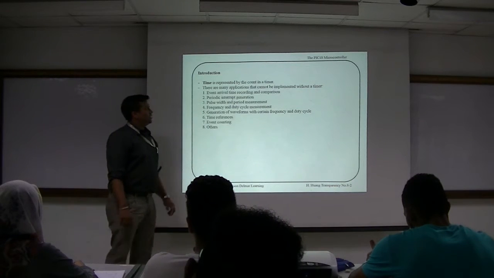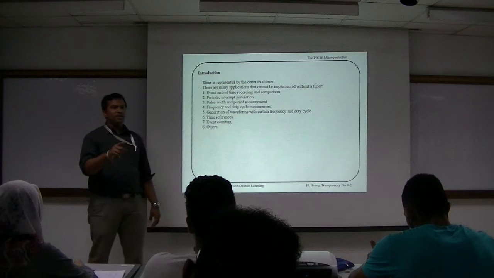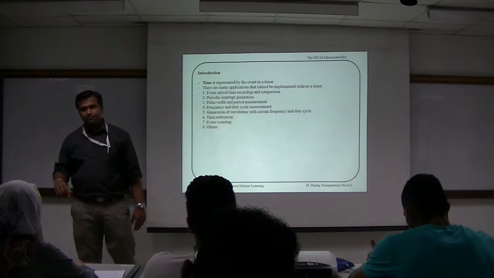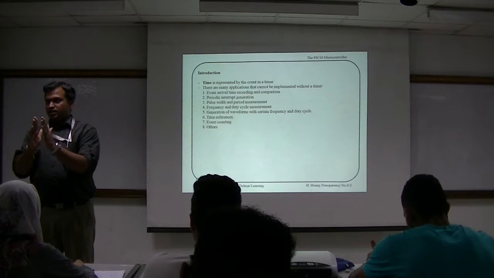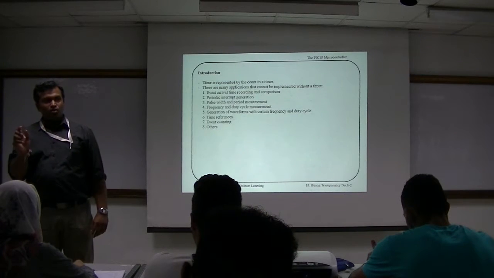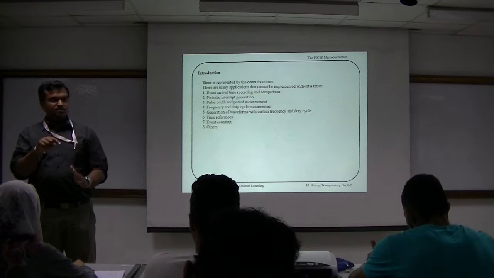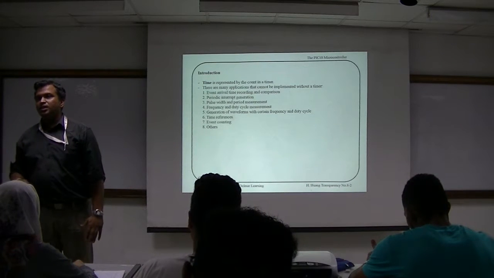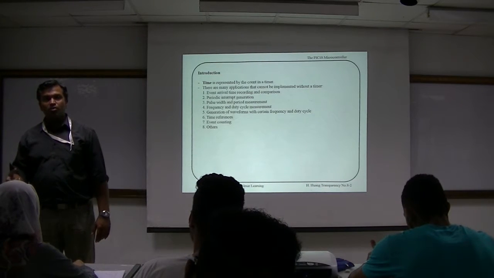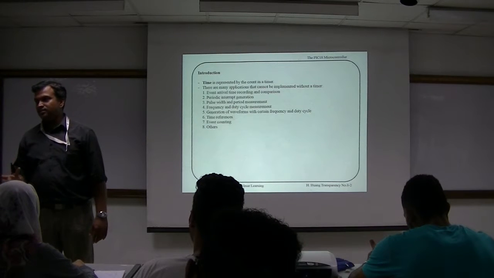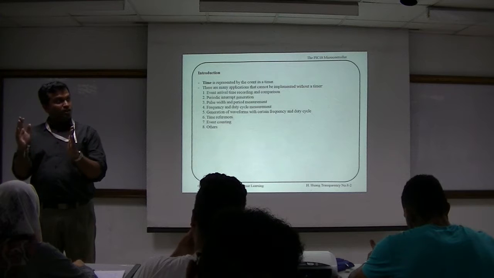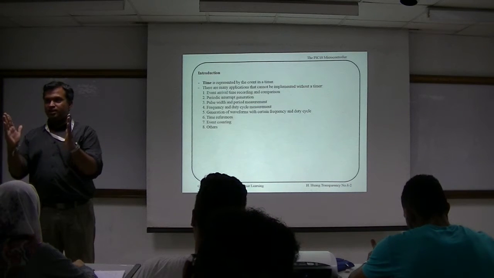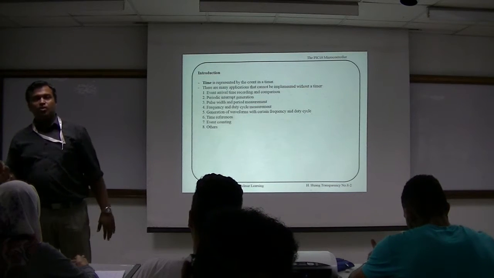Pulse width and period measurement. This is actually pulse width modulation, PWM. It's a square wave signal, and you can control the duty cycle. When you control the duty cycle of this pulse width modulation, you can control the speed of a motor, or the intensity of the light. This is by controlling how long you want it to be on in the whole period, and you can also reduce it.